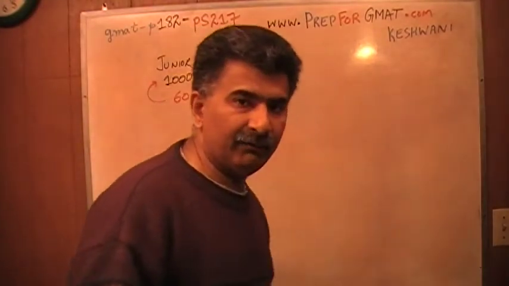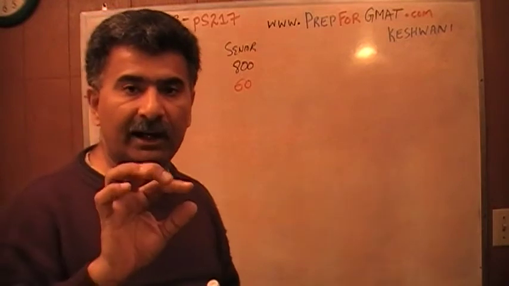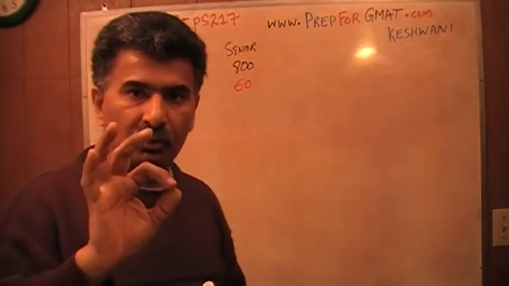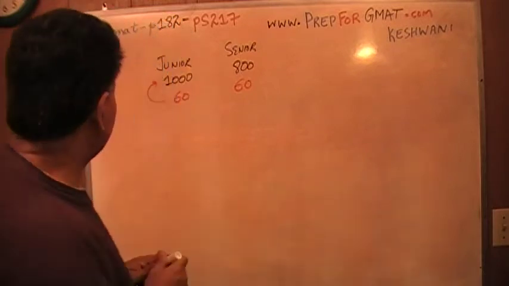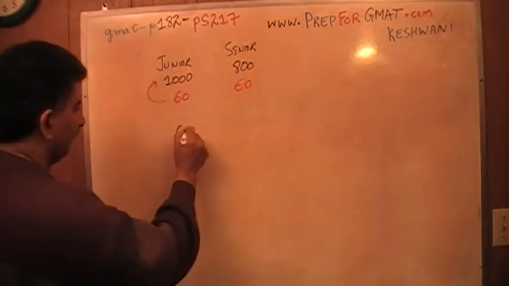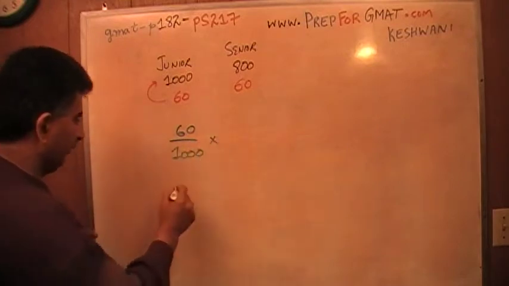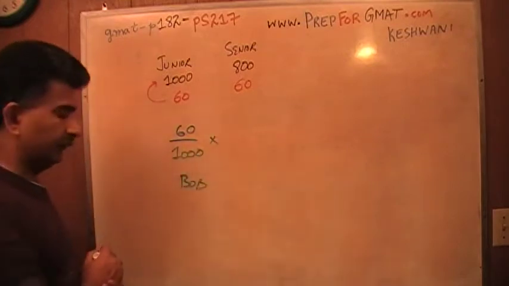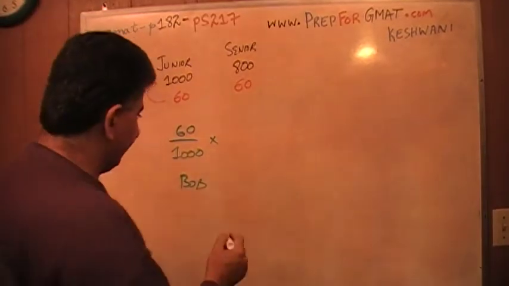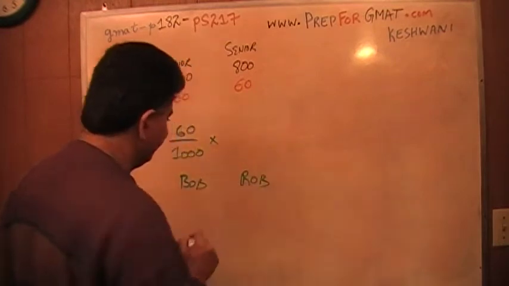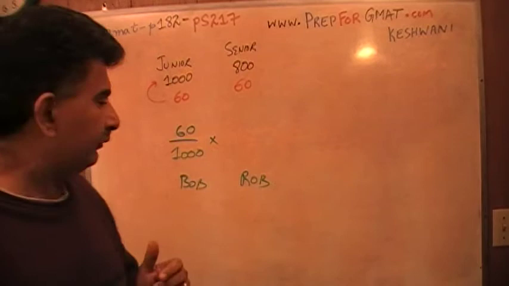So if I were to pick one student at random from the junior class, the odds that I'm going to pick a child who has either a brother or sister in the other class is 60 out of 1,000, because there are 60 of them. So I pick somebody. Let's give it a name. Let's say I pick Bob. Now Bob has a brother in the other class. Let's give him a name. I like to call it Rob. Why not? I like to be creative.